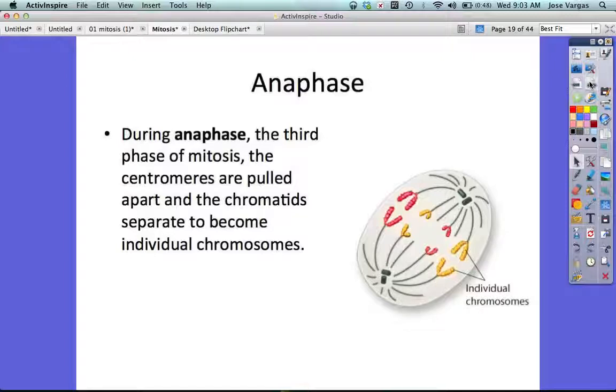Anaphase is our next phase. Here is the third phase of mitosis. The centromeres are pulled apart and the chromatids separate to become individual chromosomes. So here, they're pulling on the centromere, pulling on them, and now we have one chromosome on one side, the other chromosome on the other side. So it's going to do this with all of our chromosomes.